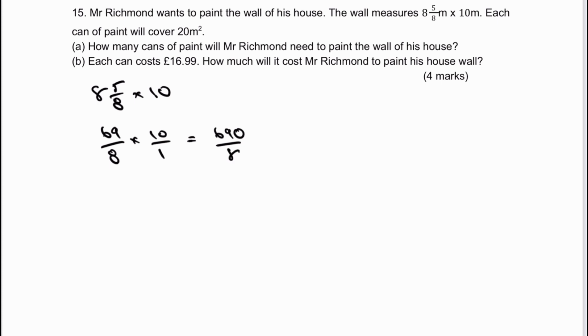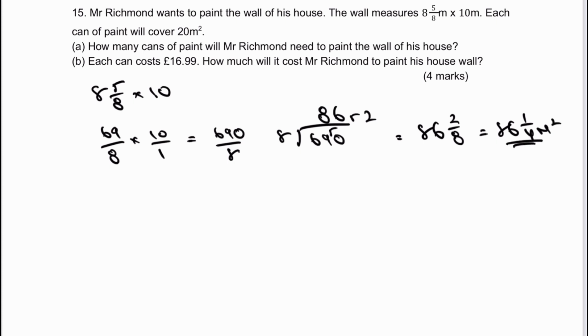Okay, I can do a little bit of short division in that particular one. Well, 8's into 690, 8's into 69 are 8, 8 8's are 64, and then I've got 5 left over. 6 8's are 48, and I've got a remainder of 2. So basically the amount of area that Mr. Richmond needs to cover is going to be 86, and it's 2 out of 8 meters, which is exactly the same as saying 86 1/4 meters squared worth of wall.